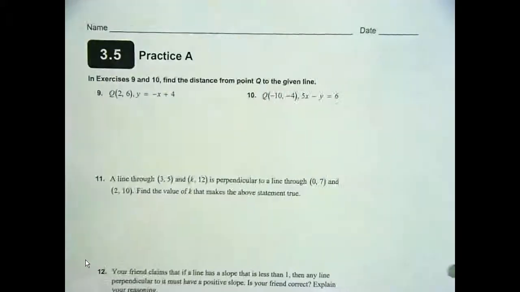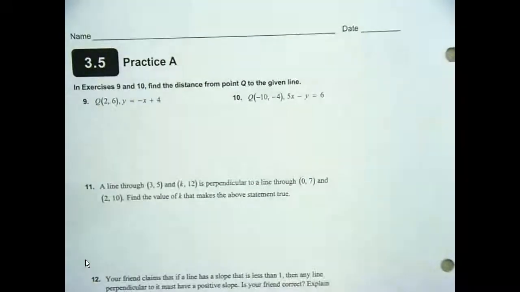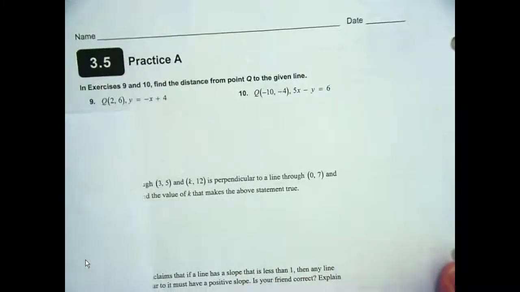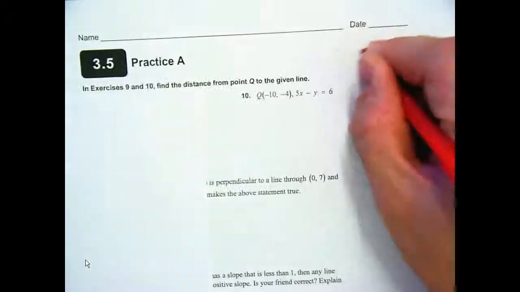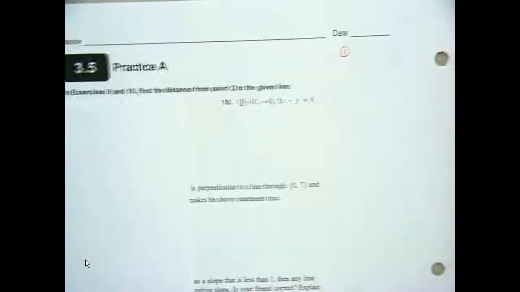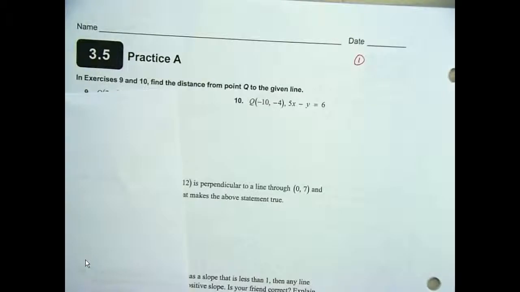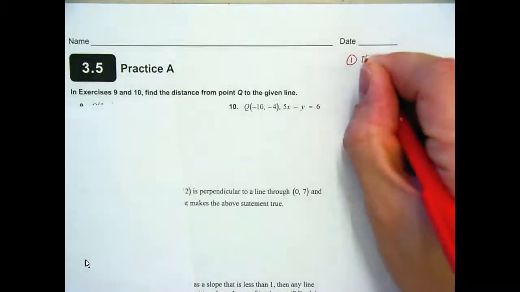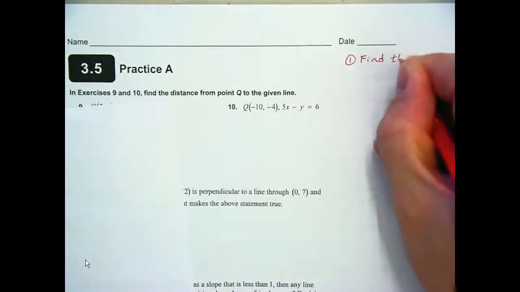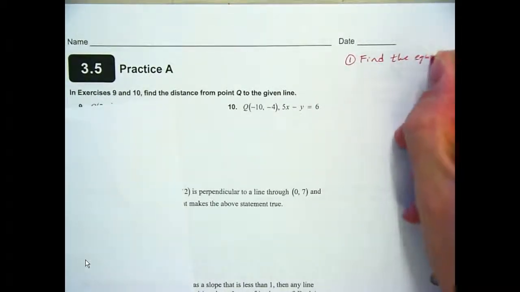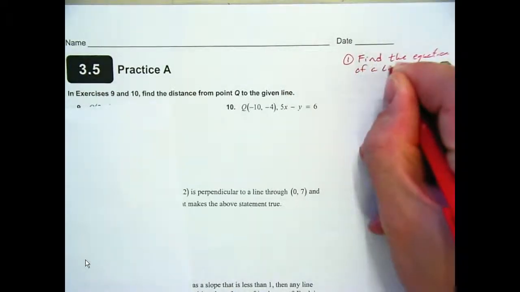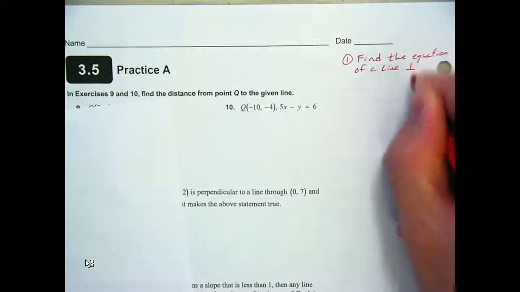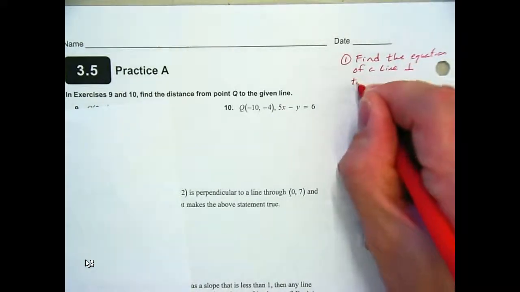All right, so let's go ahead and try number 10. Find the distance from the points. Let's really quick write out our steps. What's the first thing we need to do? Alex? Find the perpendicular line. Good. Find the equation of a line perpendicular to the given line.